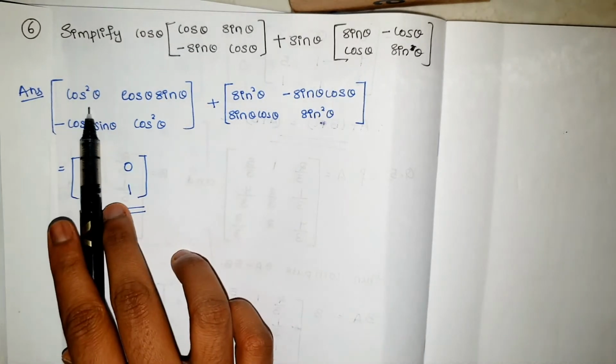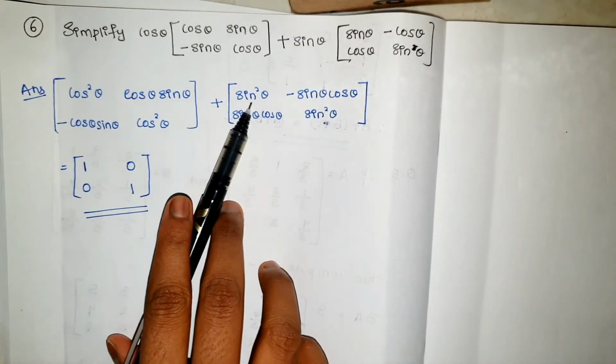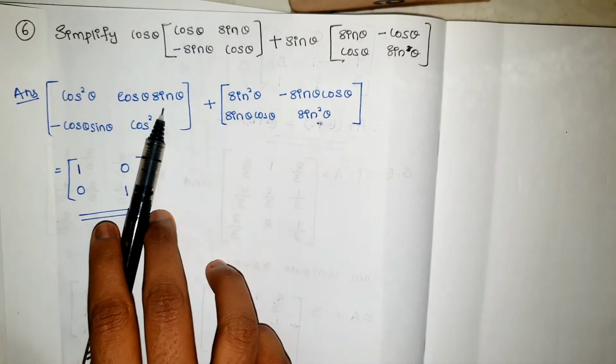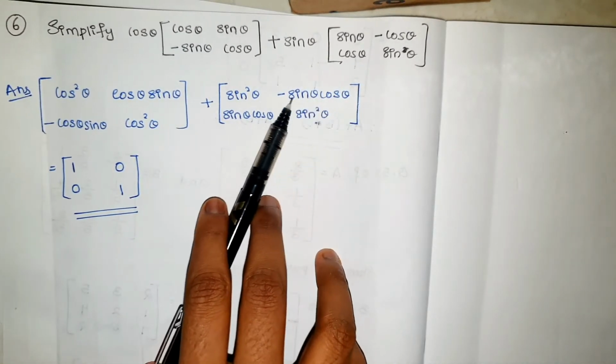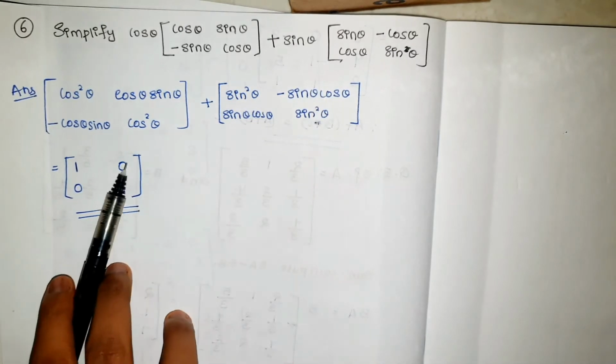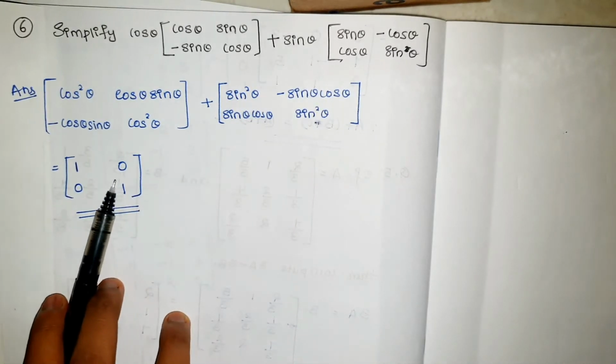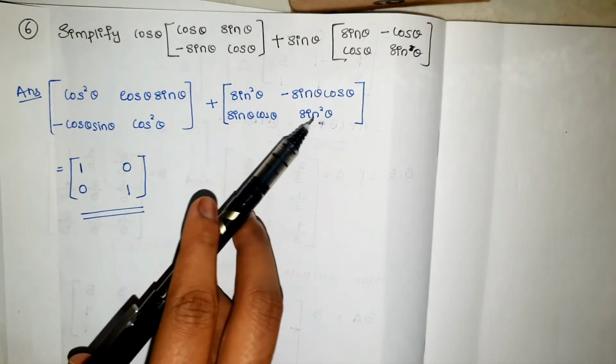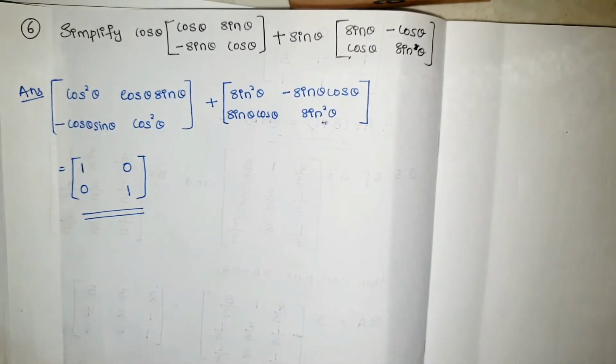So what is cos square theta plus sin square theta? That is equal to 1. Cos theta sin theta, here it is cos theta sin theta, negative of cos theta sin theta. So our answer is 0. Here again 0. Here cos square theta plus sin square theta is 1.